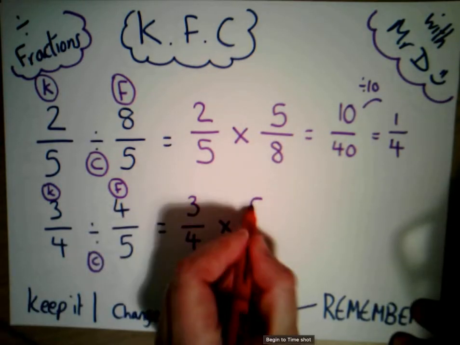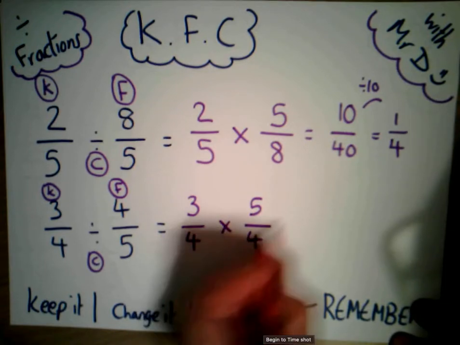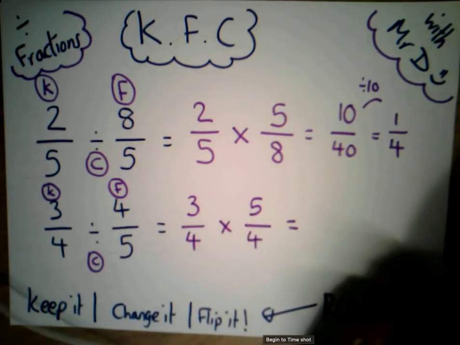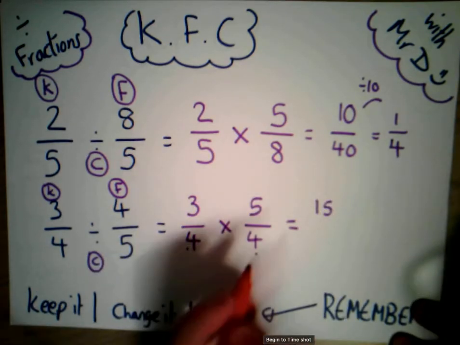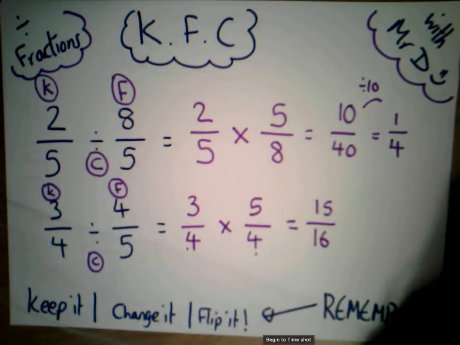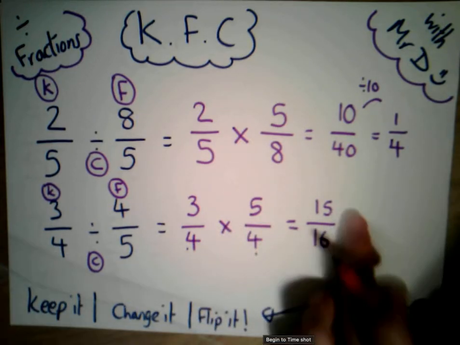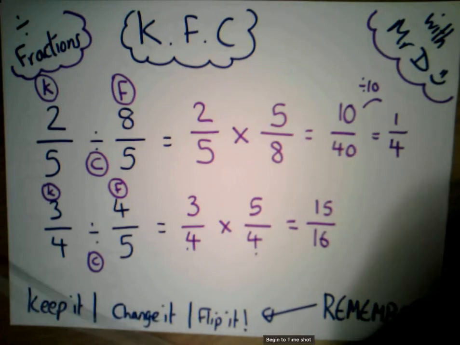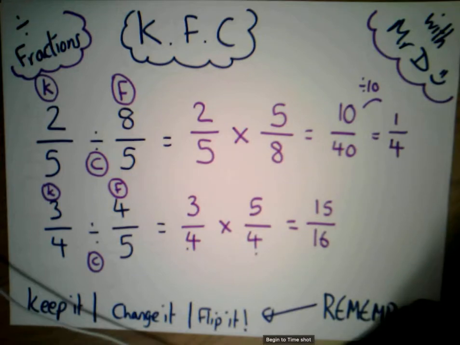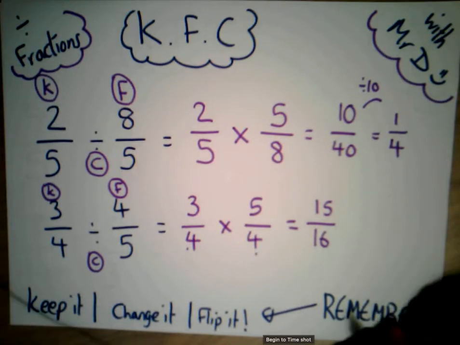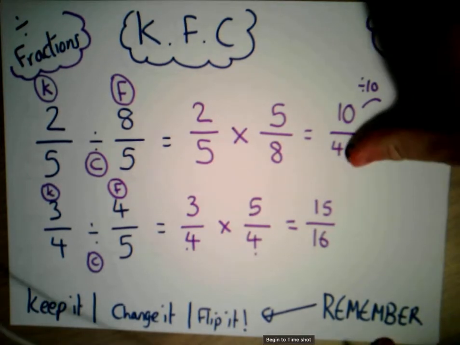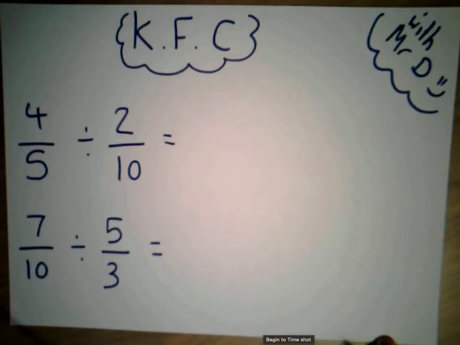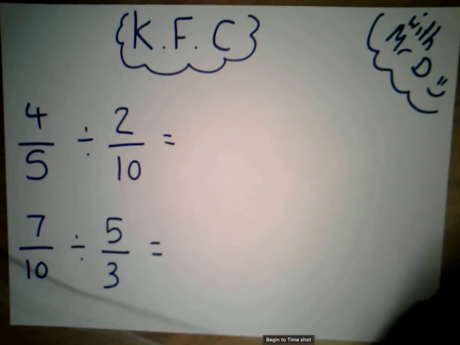So now I can put 5 at the top, 4 underneath, and I can do exactly what we've been doing all week. 3 times 5 is 15, 4 times 4 is 16. Now looking at that straight away, neither of those two numbers come in the same times tables, so therefore that is in its simplest form. Remember that key vocabulary we've been using all week. So remember, keep it, change it, flip it, don't forget it. Okay, let's have a look at a couple more. So let's have a look at these ones. Might create different answers this time.